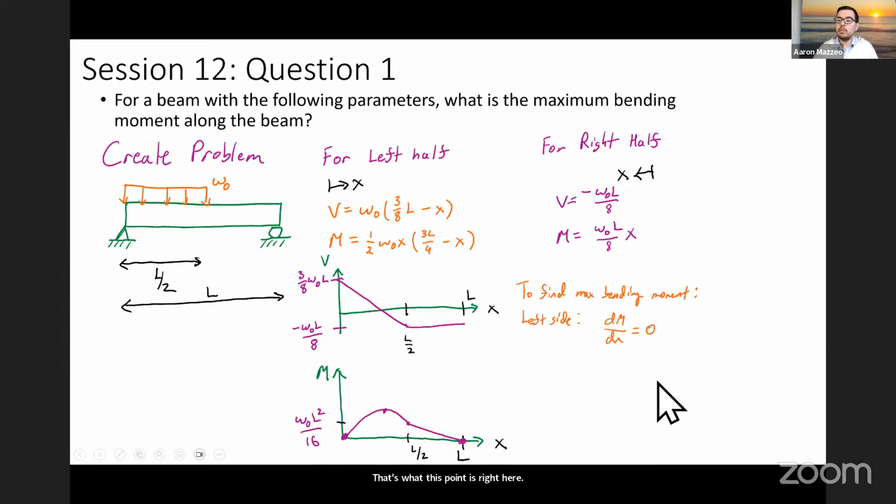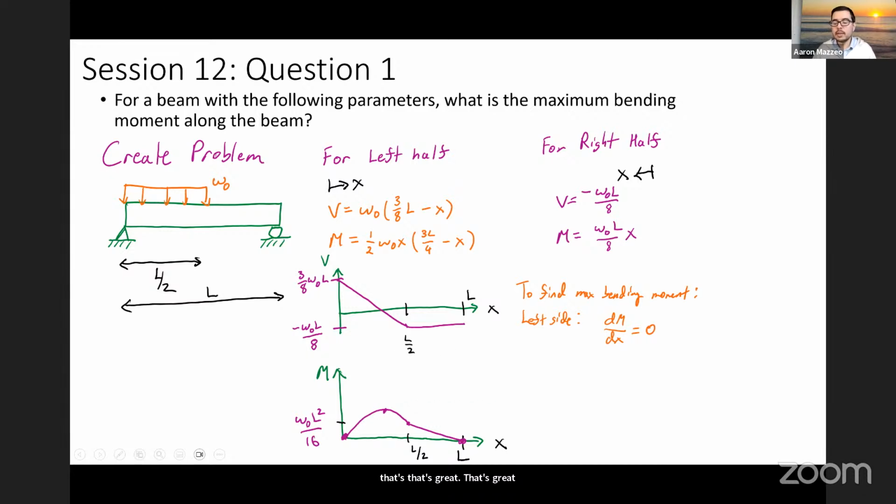Now, if we want to find the maximum bending moment, that was the question here. What do we need to do? We need to take the derivative of the moment and set it equal to 0. Well, we have discussed prior that the derivative of the bending moment is equal to the shear force across the beam. So, that's great.